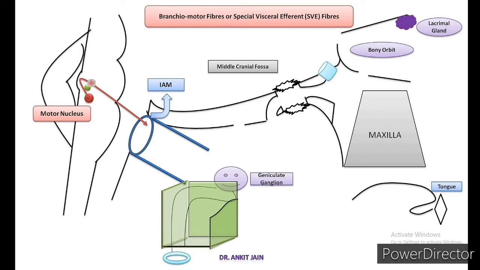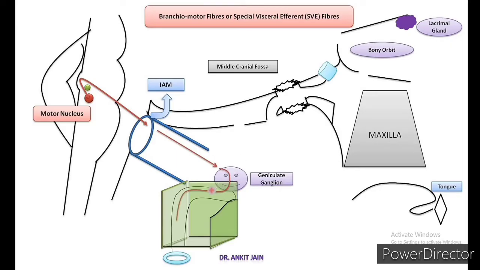Now, these fibers pass through the internal acoustic meatus and run within the labyrinthine part of the facial canal. Near the medial wall of the middle ear, these fibers pass through the geniculate ganglion, and without relay here, they enter into the tympanic part of the facial canal. Sharp turn of these fibers within the geniculate ganglion is known as the external genu.